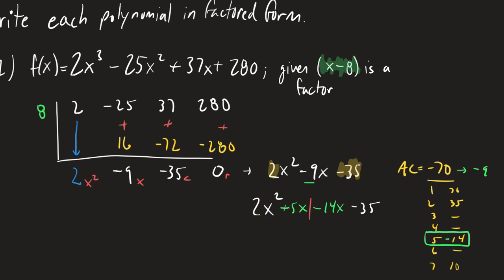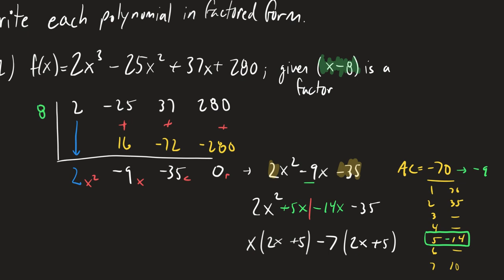These 2 both have an x in them, so that x needs to come out. X times 2x is 2x squared, and x times 5 is 5x. And the next two, what do they have in common? So 14 and 35 both have 7 in them. You take out a negative 7 since that's negative. So minus 7. Then negative 7 times positive 2x would be negative 14x, and negative 7 times positive 5 would be negative 35.